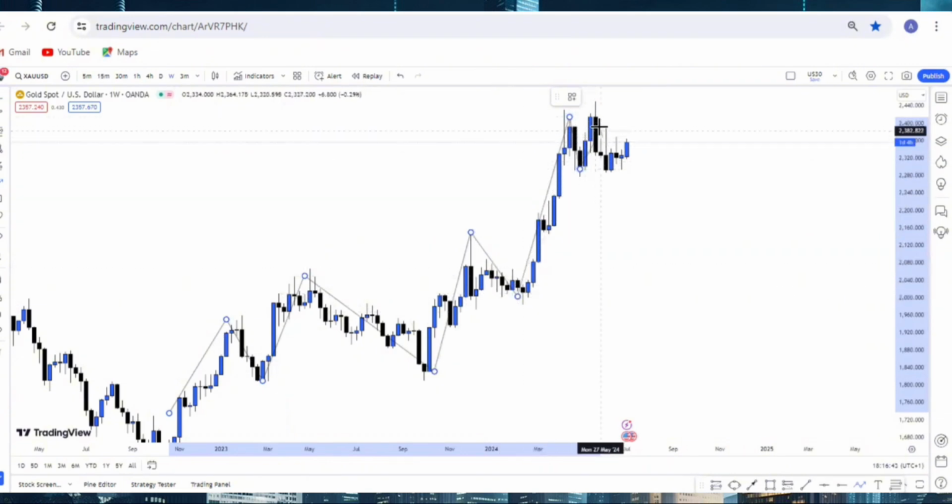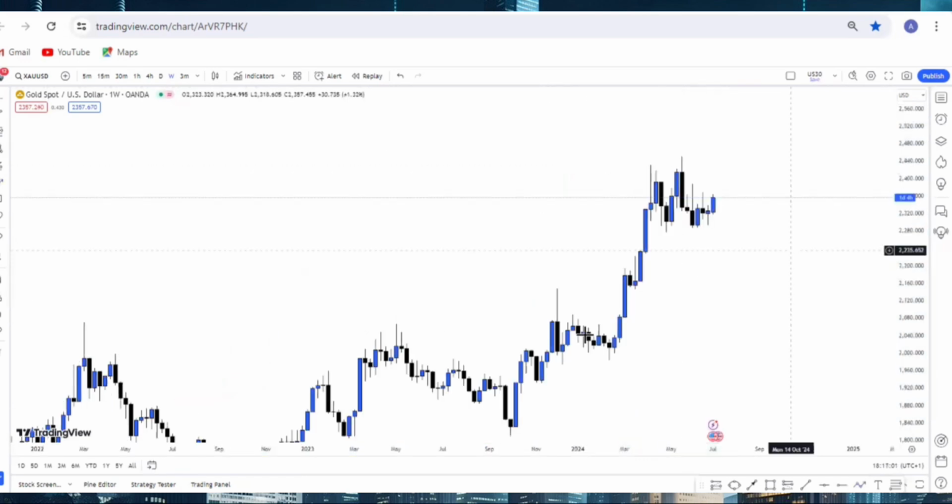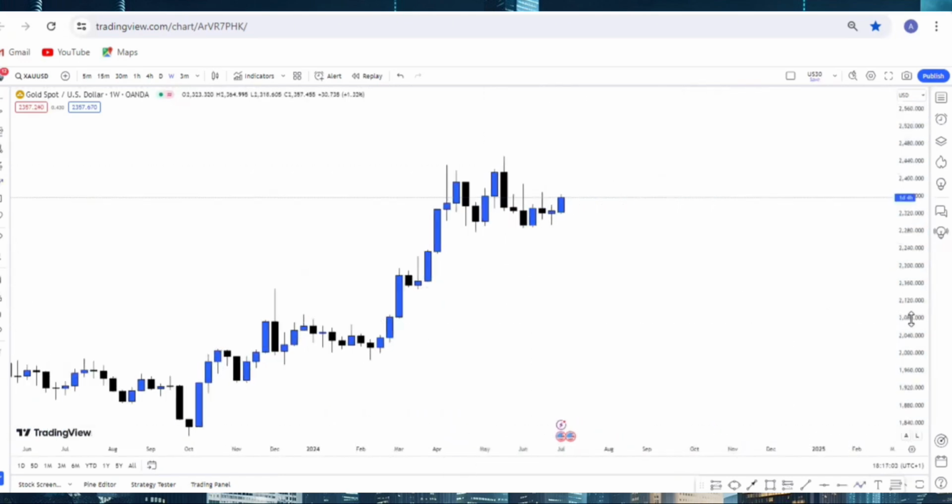But what did the market do here? The market refused to give us another higher high just like this. Instead, the market came to retest this recent resistance zone, this recent higher high, and pulled down just like this. And now we have this support here. Now we have this bullish candle here.